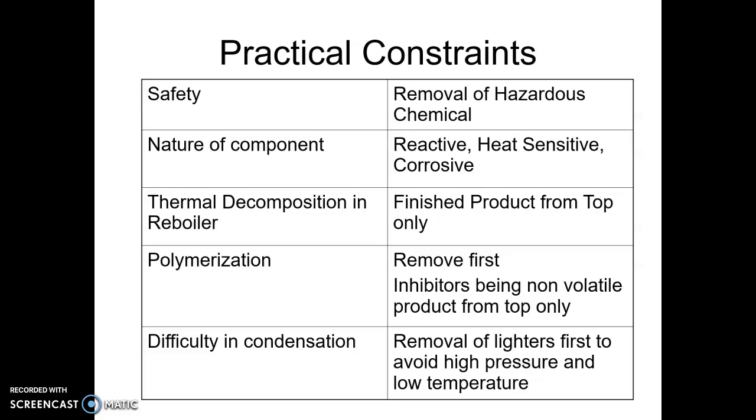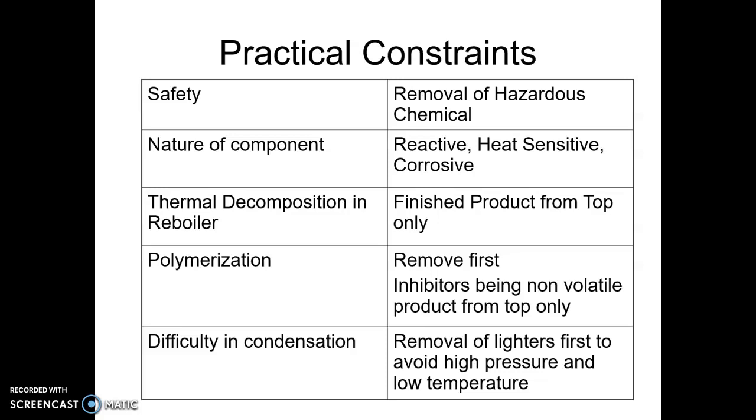The reason may be either safety, or the reactive or corrosive nature of the component, or maybe the component may tend to get thermally decomposed, or tend to polymerize, or it is not easy to condense. So whenever there is a species which is hazardous in nature, we would like to remove that hazardous chemical as soon as possible, naturally with respect to its boiling point. So we will not go with the sequences which take this hazardous species till the last column.